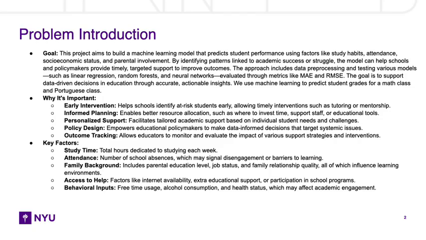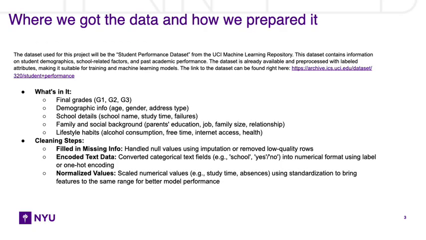We use data from both math course grade, math final grade scores, and Portuguese final grade scores. We use the UCI student performance dataset, which includes grades and details like age, gender, and family information. First, we cleaned the data by filling in the missing values or removing bad rows. Then, we encoded text columns into numbers and scaled all numerical values to the same range so the models could learn better.